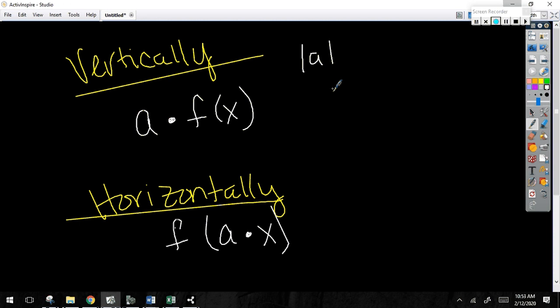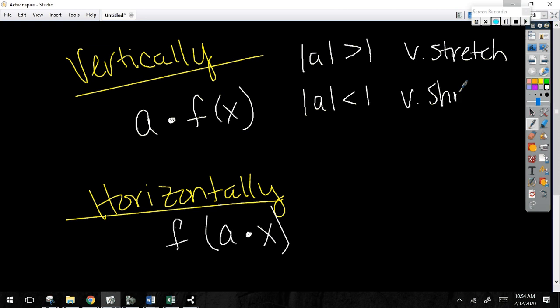If the absolute value of A is bigger than 1, it's a stretch vertically. But if it's less than 1, it's a vertical shrink. How is the absolute value of A going to be less than 1? It can't be negative because it's absolute value. Close. 0, yeah. Between 0 and 1. What is between 0 and 1? Fractions less than 1, like 1/2, 2/3, 1/4, 3/4. Anything less than 1 is going to be a vertical shrink.